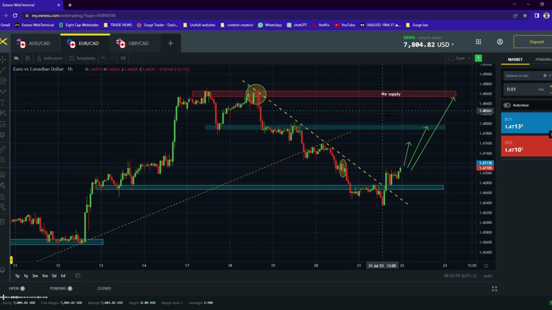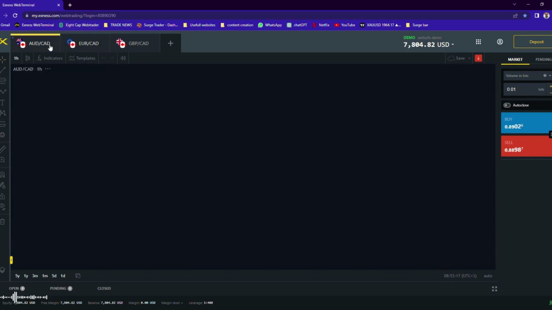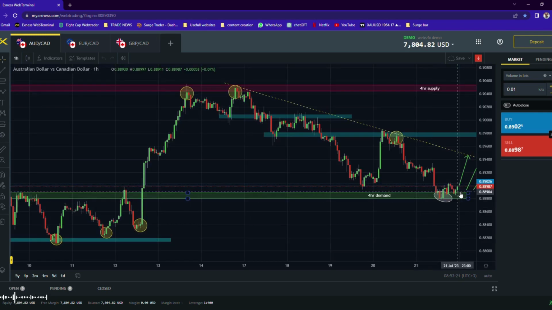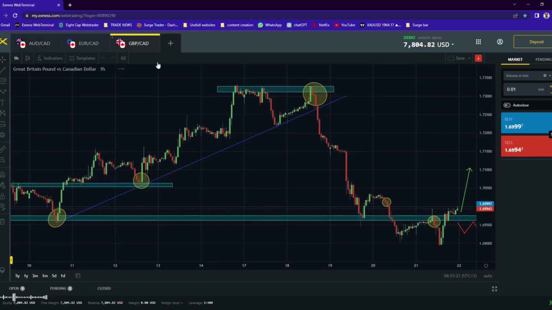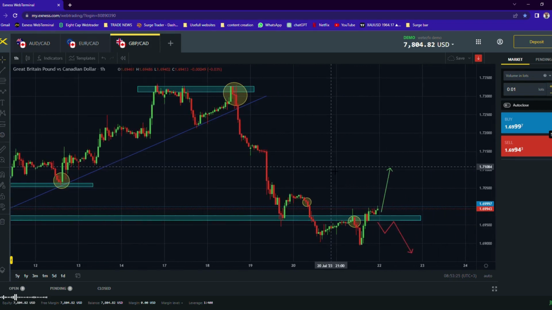So this right here is our 4-hour supply zone. This has been a trend going down, which took around 1, 2, 3, 4 days. The trend was broken, retested, and we're seeing a move to the upside. Clear indication, a buy of Euro Canadian so far, and we're looking at a buy of AUD Canadian also confirmed, and we are looking at a GBP Canadian also confirmed.